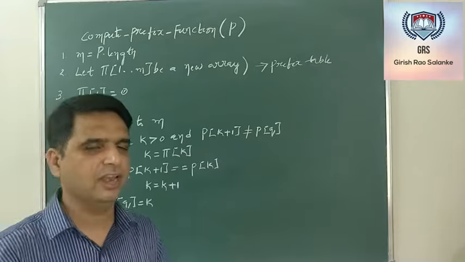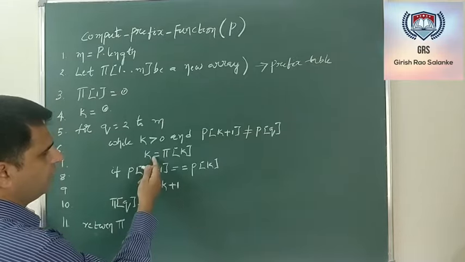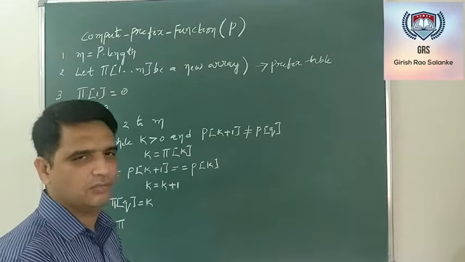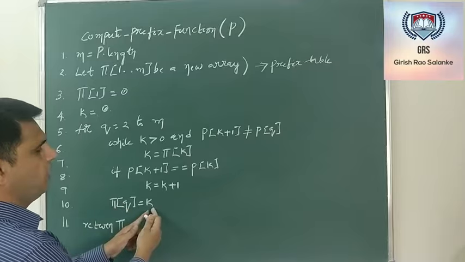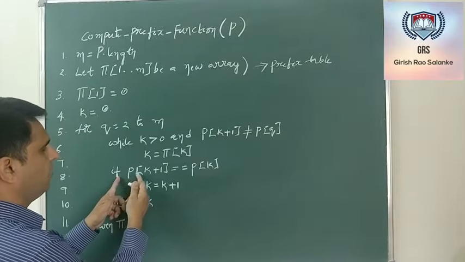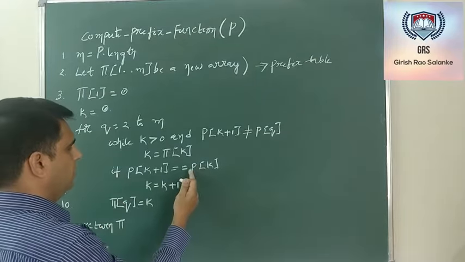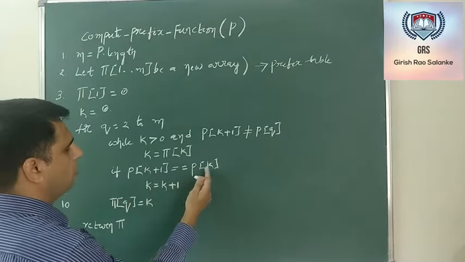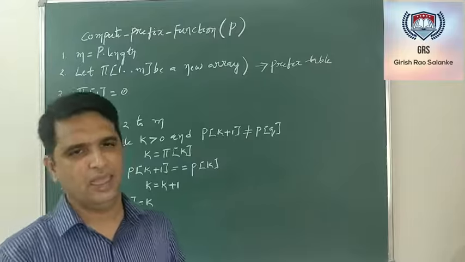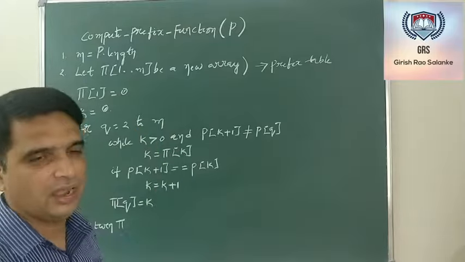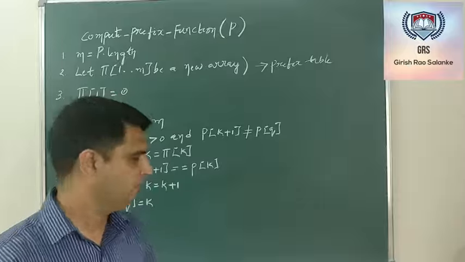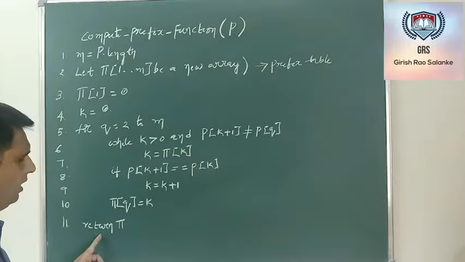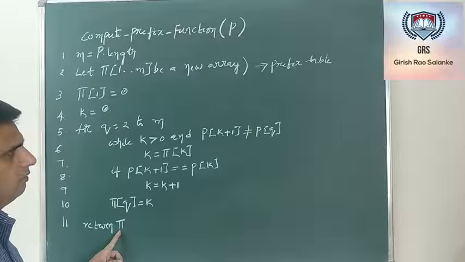That means even for the second character, if the second character is not the same as the first character, then even for that value, pi of q will be 0. Only thing is, if p of k plus 1 is equal to p of q, I need to increment k. I think probably this step was clearly explained in the previous example. And finally, what are we going to return? We are going to return the prefix table, which is denoted with pi.